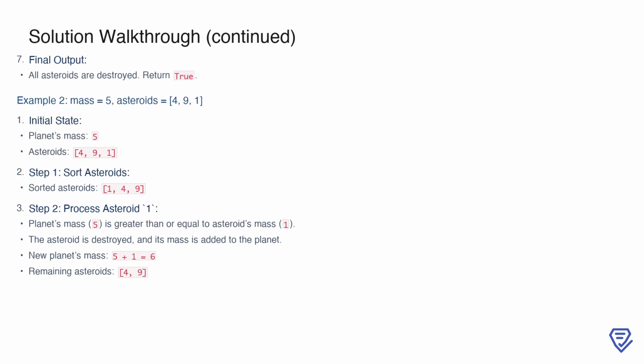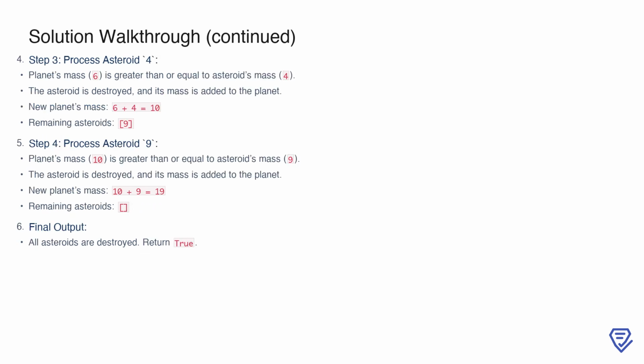In the second example, the planet starts with a mass of 5 and the asteroids are 4, 9, 1. After sorting, the asteroids become 1, 4, 9. Now we process the first asteroid, which has a mass of 1. The planet's mass, 5, is sufficient to destroy the asteroid, so the asteroid is destroyed, and the planet's mass increases to 6. The remaining asteroids are 4, 9.